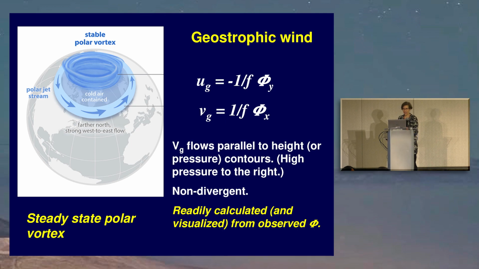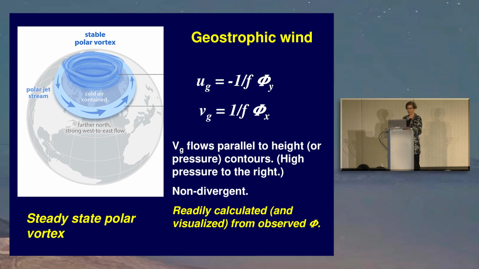And as every meteorologist learns very quickly in Meteorology 101, the air flowing parallel to the pressure surfaces has low pressure on the left in the northern hemisphere. And an excellent example of this is the steady-state polar vortex, where the winds are basically spinning in a circumpolar pattern around the North Pole from west to east, technically cyclonically.